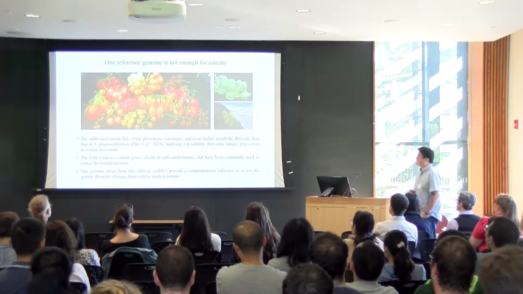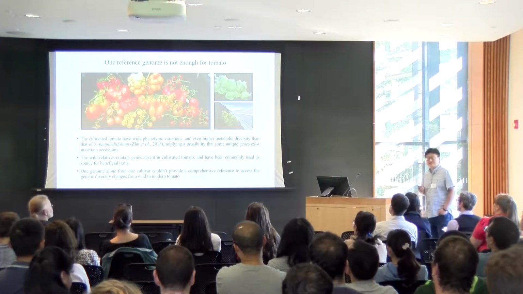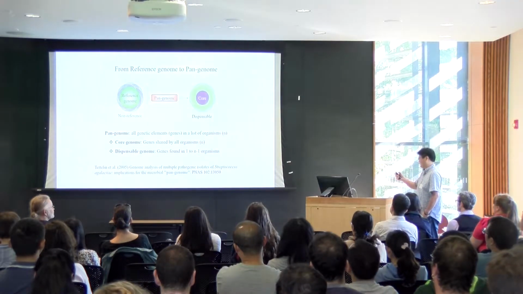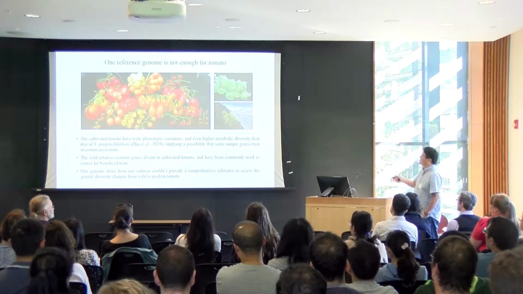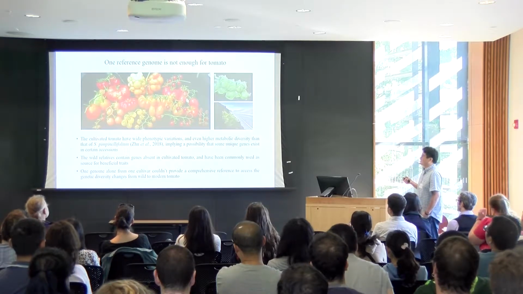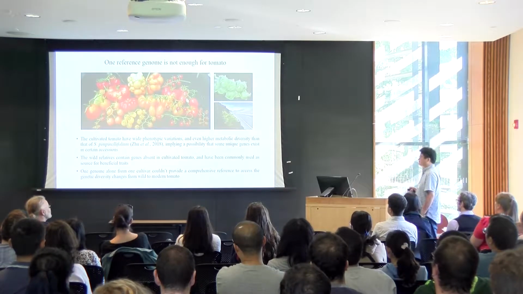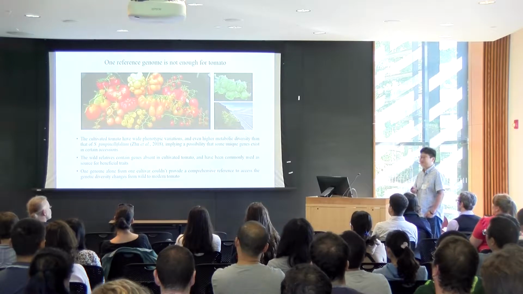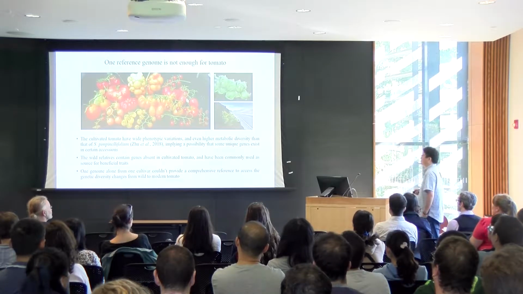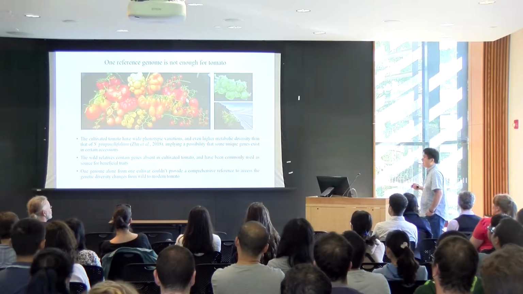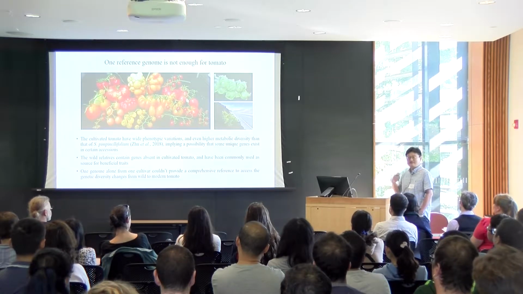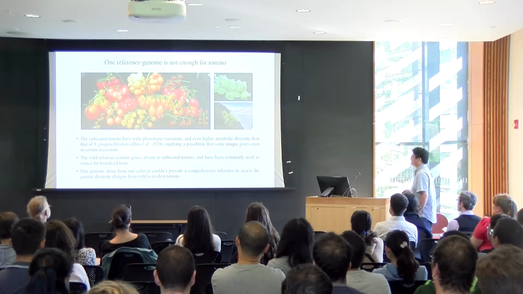But later we realized that one reference genome is not good enough. You can see from this figure that tomato, even only the cultivated tomato, has very wide phenotypic variance. You can see different colors, different shapes, different sizes, and also different tastes. And they also have even higher metabolic diversity, even than the cultivated species, the wild species.